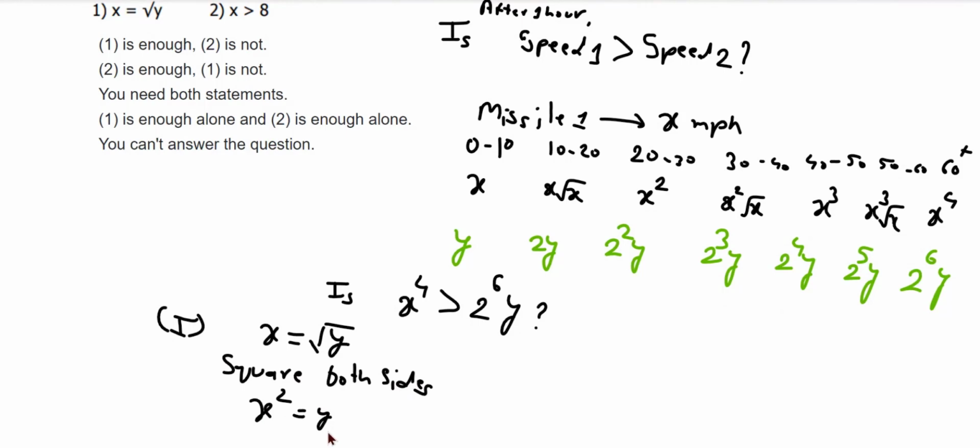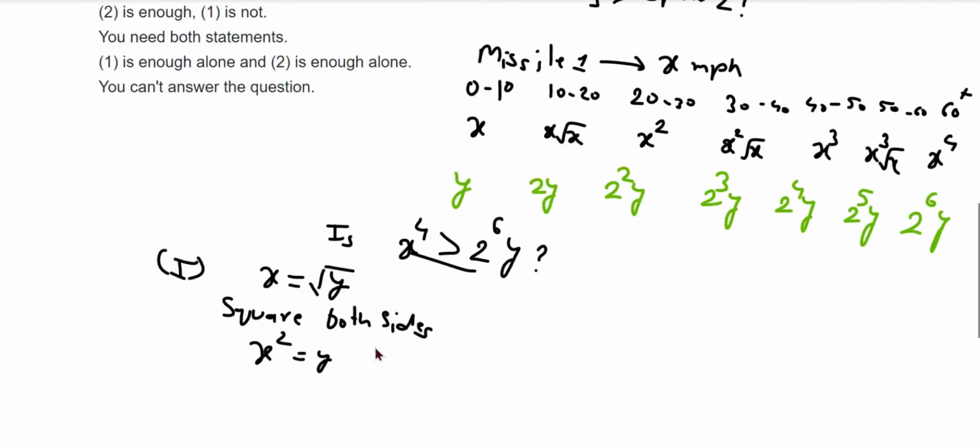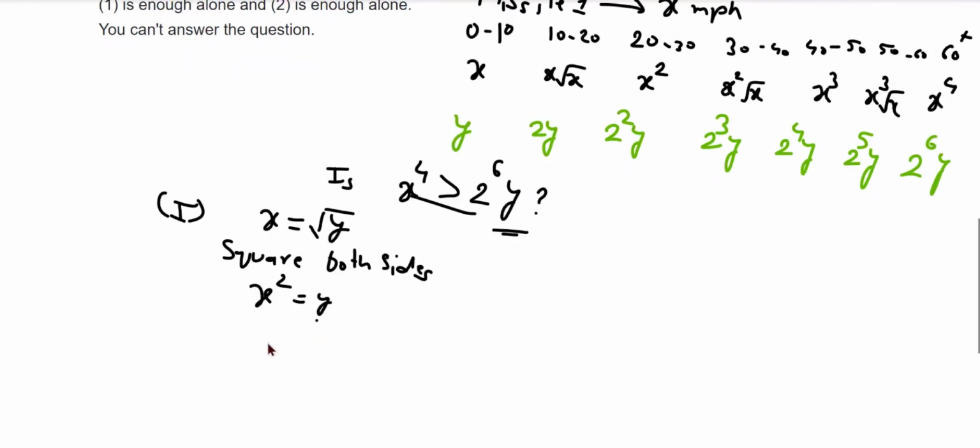Now what do we do? We have to compare it with the question. We have x to the power 4. So in the question, can I plug in the value of y in terms of x square? Sure. So let's plug in the value of y in the question and see what happens. When you plug in the value, you'll get x raised to 4 is greater than 2 raised to 6 into the value of y, which is x square.